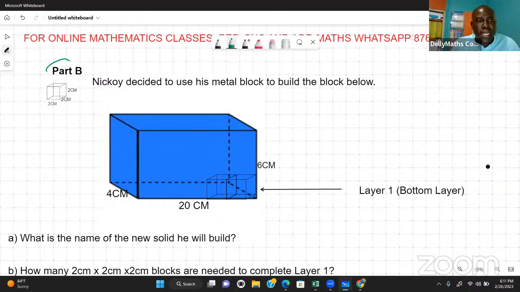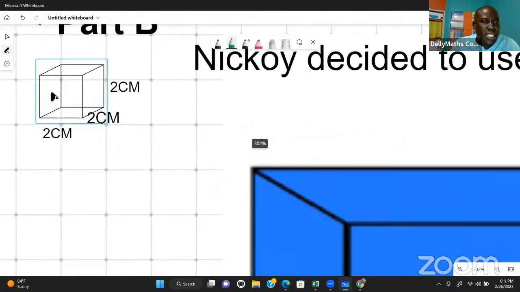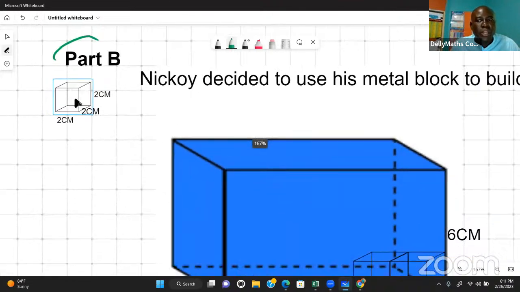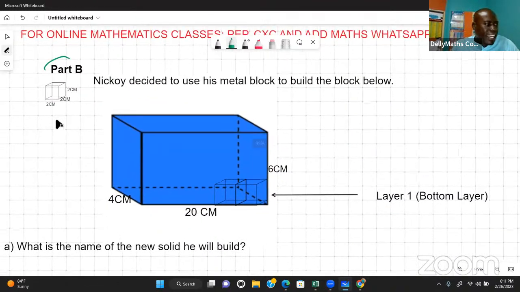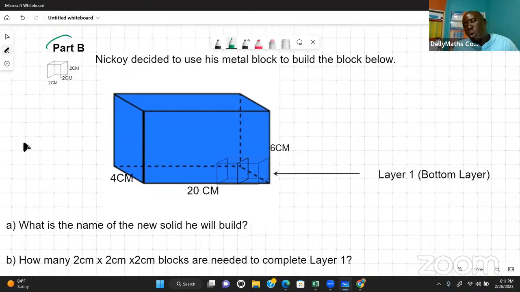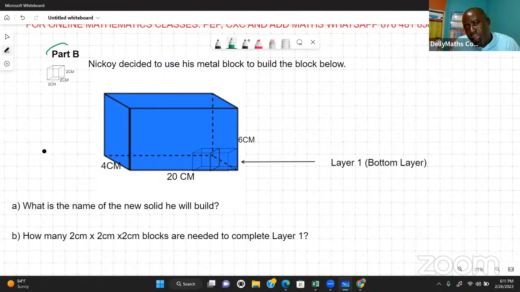So he's going to take the block that he has, and I'm going to blow it up so you can see it right here. This is his block, his 2x2 block. We're going to be using his to create another block below that you're looking at in blue. He's going to put them together like building blocks, side by side, to create this other one. So now we want to put a little thinking into how he's going to do it. You're seeing here that they have layer 1, and it's telling you that is the bottom layer.